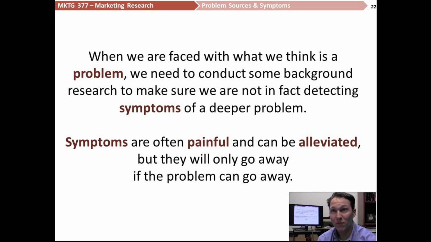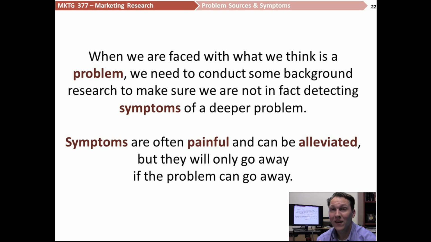And in fact, a lot of times we are first going to notice symptoms rather than problems. Symptoms are really painful, they get our attention, and often too they're pretty easily alleviated compared to problems. They're a lot easier to address and deal with because they often require a band-aid fix or a quick solution rather than a deep digging process of trying to understand what the root cause is.